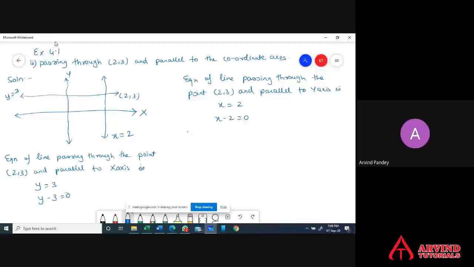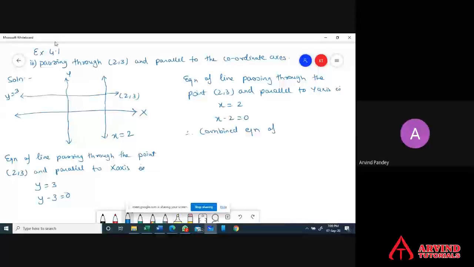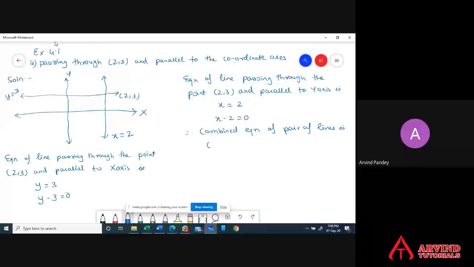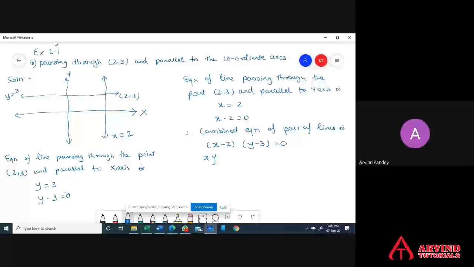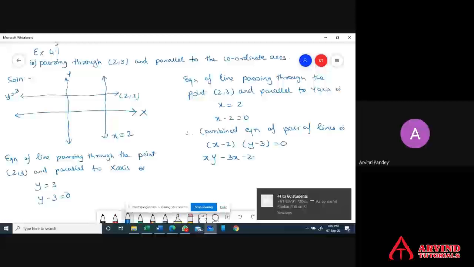So I'll say, therefore, combined equation of pair of lines is x minus 2 into y minus 3 equal to 0, that is xy minus 3x minus 2y plus 6 equal to 0. Okay, just copy this down.